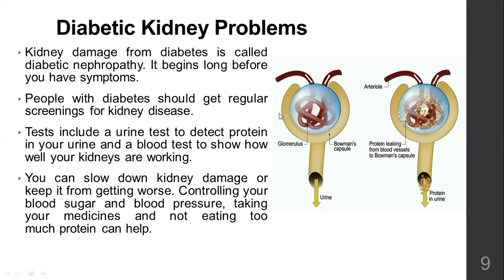So you can see here, this is a normal nephron. Normal structure of glomerulus and Bowman's capsule and urine formation, how it filters out the waste and urine is formed. But here you can see protein along with some blood, RBCs, can also leak into the Bowman's capsule and protein will be found in the urine as well.